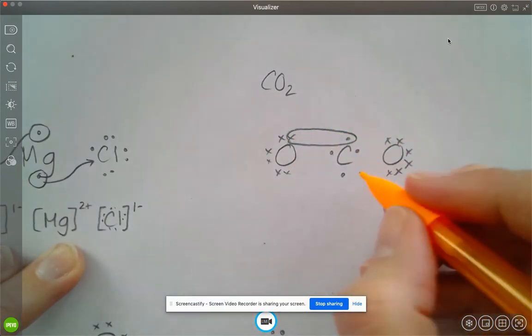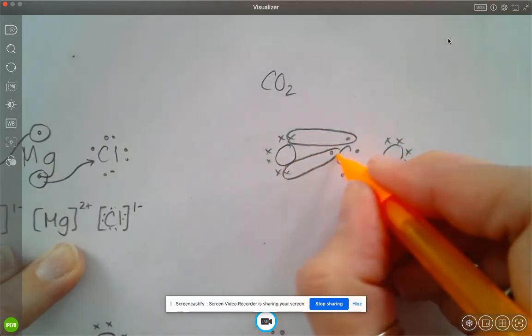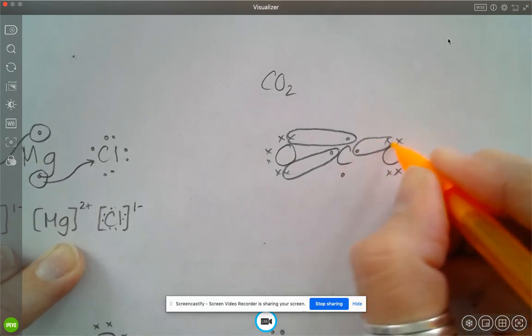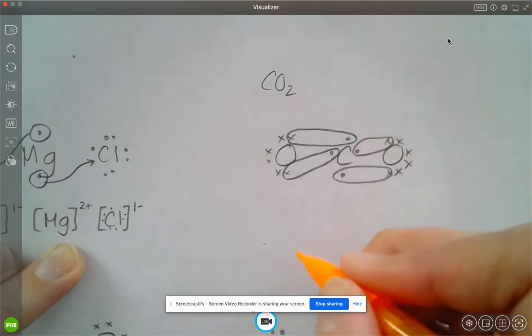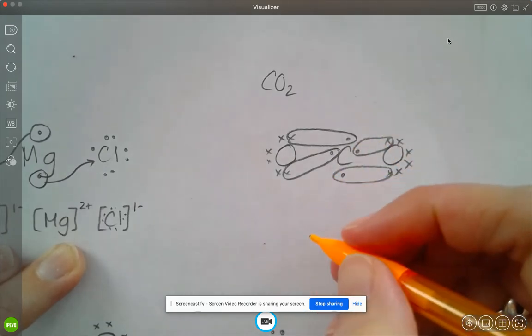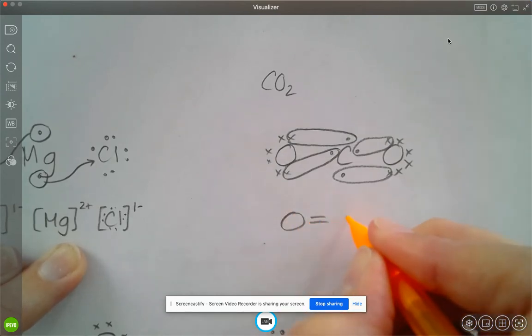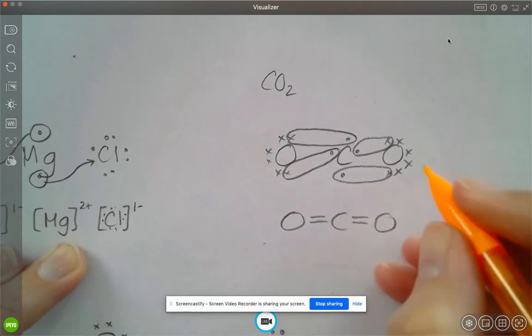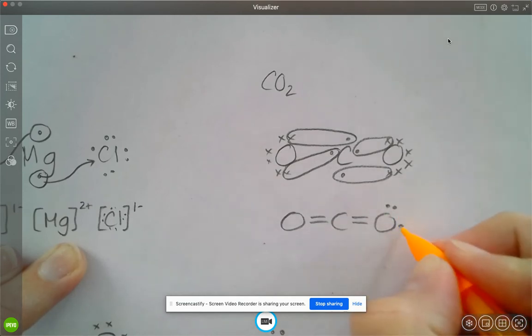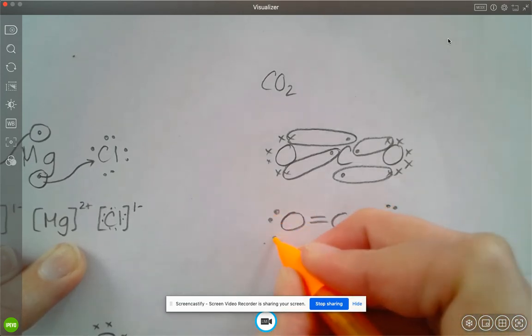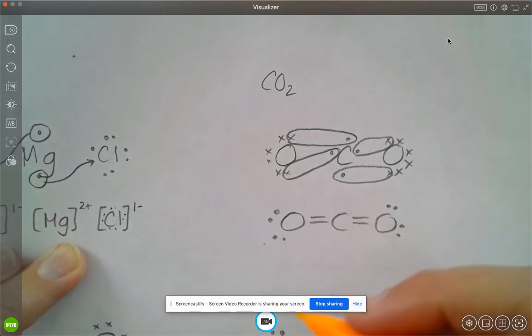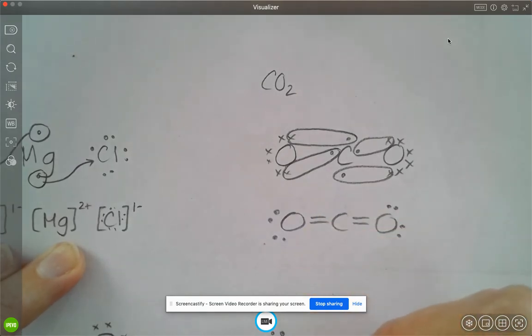So let's say we do, there's one set that can be shared. There's another set that can be shared. Same thing over here. So what we end up with is actually 2 sets of double bonds. So we can draw it like this. And we'll draw any unpaired electrons hanging out on the outside. So we can double check. We can count to make sure all the electrons are accounted for.